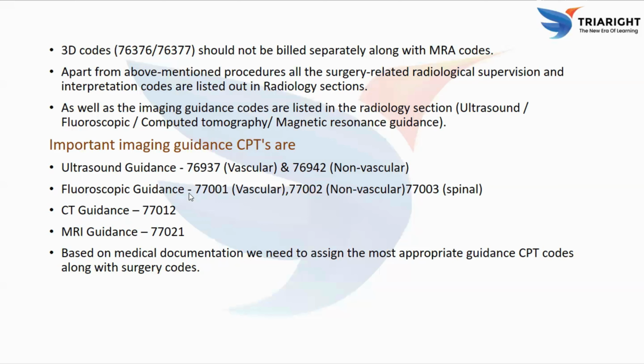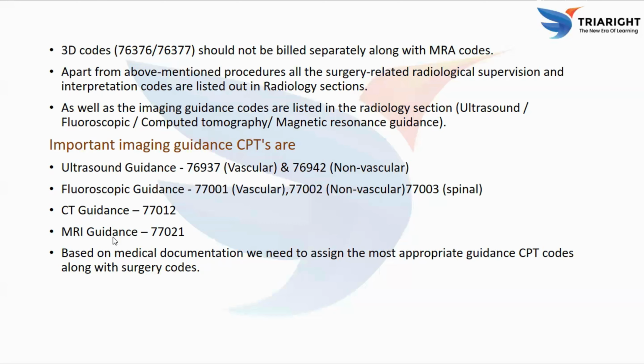Next is fluoroscopic guidance. The CPT codes are 77001 for vascular procedures, 77002 for non-vascular procedures, and for spinal procedures it is 77003. For example, for dialysis catheter placement, you assign 77001 as it is a vascular procedure. For joint injection, you assign the non-vascular procedure code. And for epidural steroid injection, you assign the spinal code.